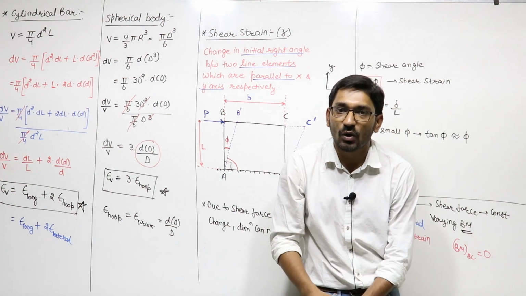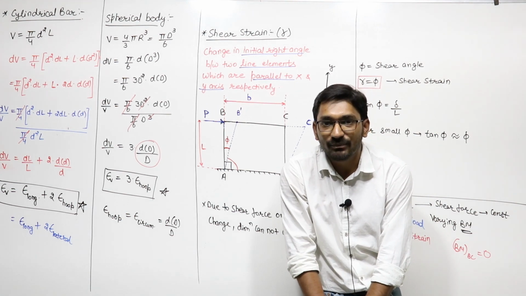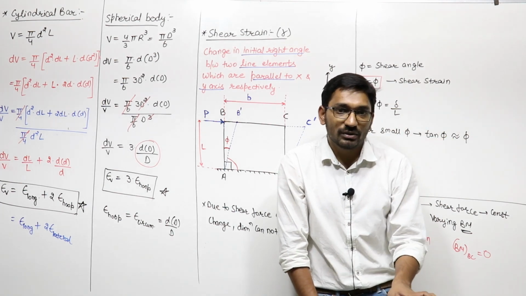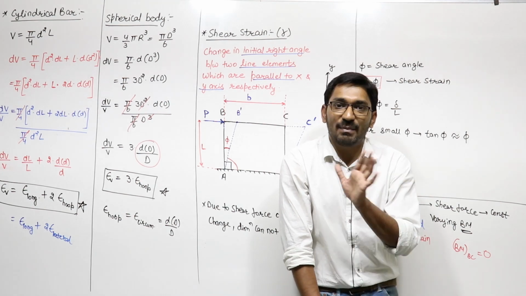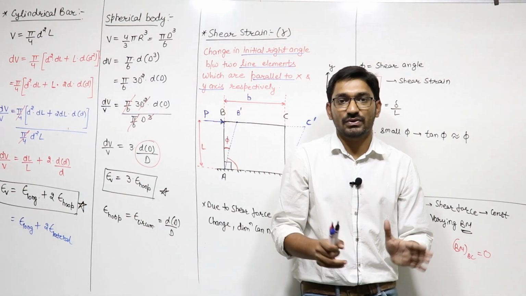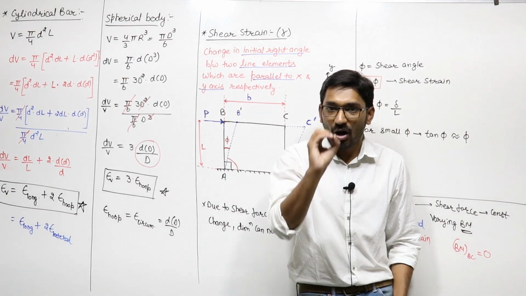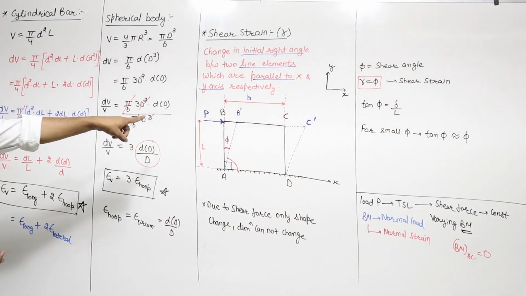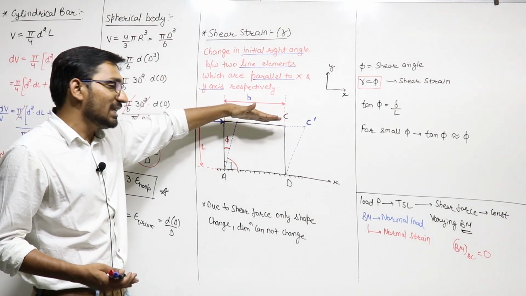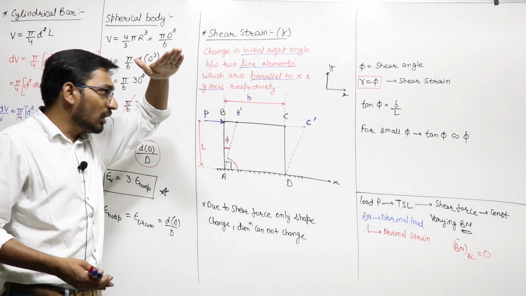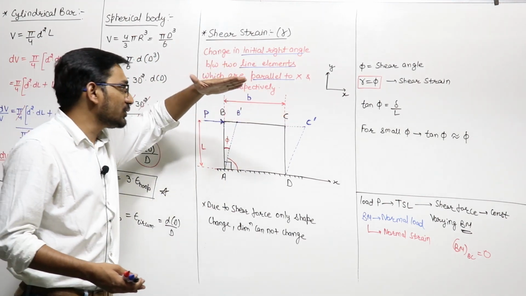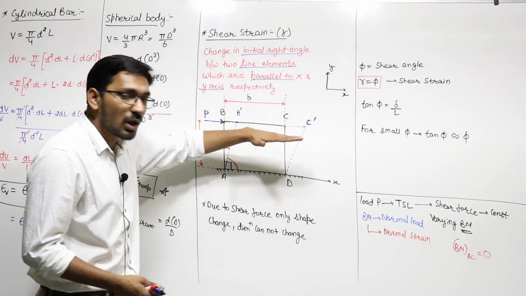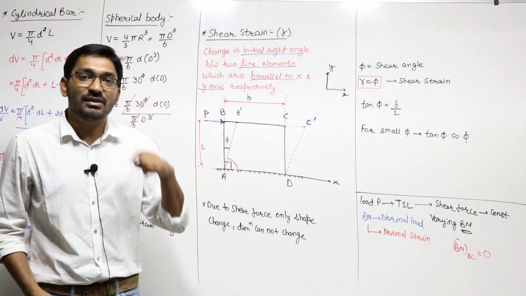If normal strain is 0, what is the formula of normal strain? Change in dimension upon original dimension. If normal strain is 0, then change in dimension is 0. If change in dimension is 0, then the dimension will remain constant. That means because of this P, that is a shear force on the plane BC, or on the cross-section plane only, shear force is acting. There is no normal force acting on this plane. No normal force means there is no normal stress, there is no normal strain. If normal strain is not there, then the dimension will not change.